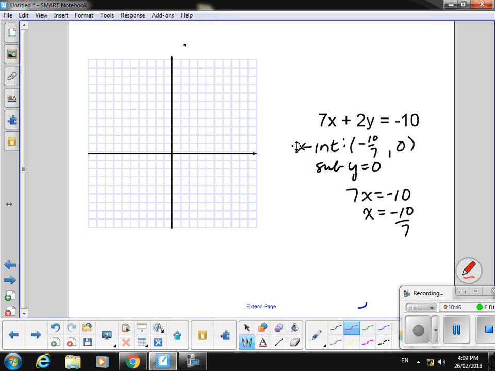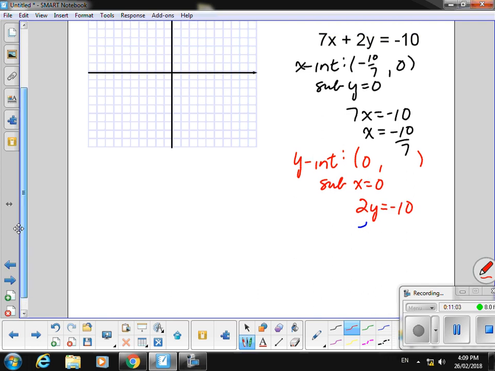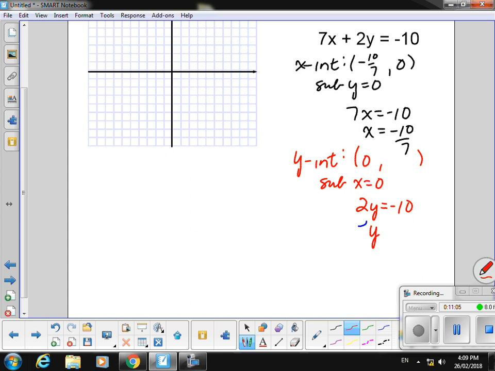For my y-intercept, my x value is 0. If I put a 0 in for x, my first term disappears, and I'm left with 2y equals negative 10. I'm going to divide both sides of that equation by 2, and I will have my y-intercept of negative 5. So one of them's pretty, one of them's not. There, more or less. And the x-intercept is negative 10/7, which is more than negative 1.